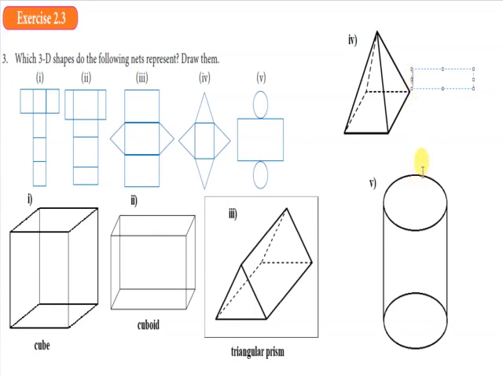Okay. The last subdivision, we are going to write the answer as cylinder. So we got the answers. We have to draw the shape and write the answer: cube, cuboid, triangular prism, square pyramid, and cylinder. Okay. So we finished the third sum also.